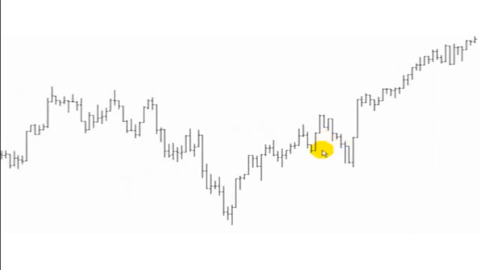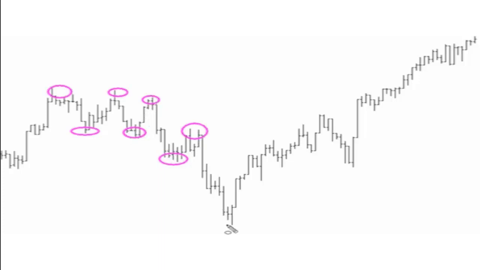So if we're looking at different peaks and troughs, we can actually see, what do we have here? Let's go from the start here. We have a peak, an equal peak, a trough, a lower trough, a lower peak, a lower trough, a lower peak. So who's in control here? Sellers, right? Because now we've got lower peaks and lower troughs.